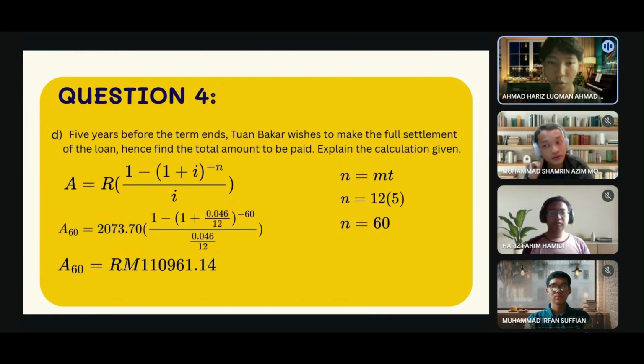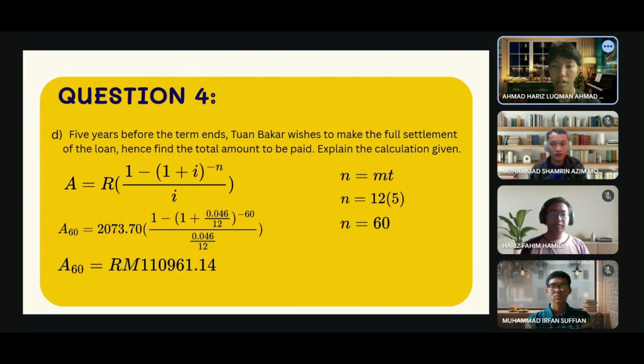So for question 4D, Tuan Maka wishes to make the full settlement 5 years before the term ends. So the first step is we need to know what is the suitable formula to use. Okay, in this question, I will use this formula because he wants to pay the lump sum. After that, we need to know the number of payments. So we need to use this equation, n equals mt.